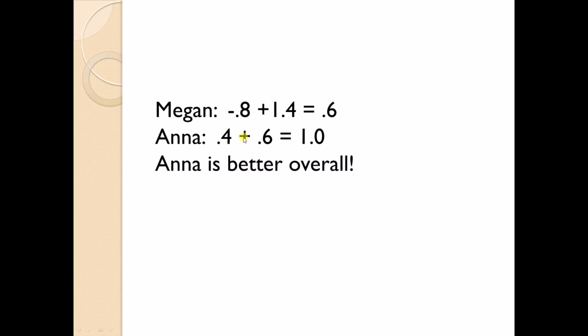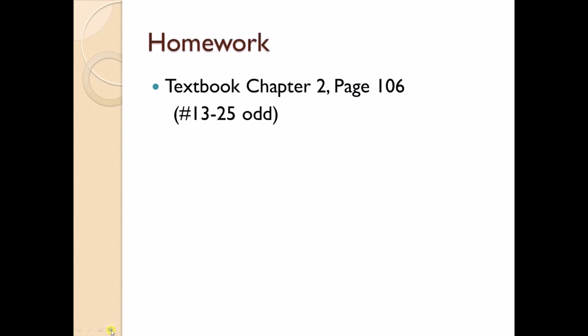So here are Megan's z-scores, and she got a negative on one. Whoops. And add that to a positive, that's what she got. Anna, who had 83 on both, was 0.4 standard deviations above the mean for the one test, and then 0.6 on the other. That adds up to 1. Anna did better overall. All right, we're done.